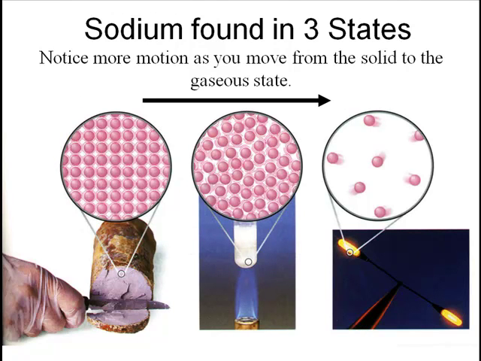Here's an example of sodium. This is solid sodium. Notice you can cut it with a butter knife. All the particles are there just vibrating back and forth. Here's sodium melted in a liquid state, and now we've got particles sliding by each other. And finally, here's a tube that contains some sodium gas, and the particles are bouncing around, lots of space between them, making lots of random collisions. More motion as we go to the right.